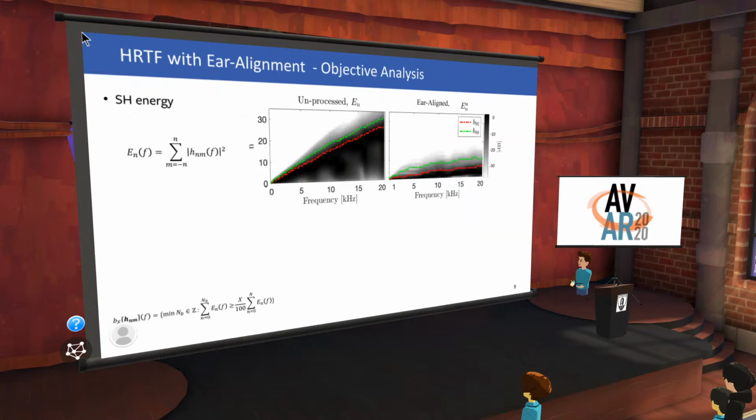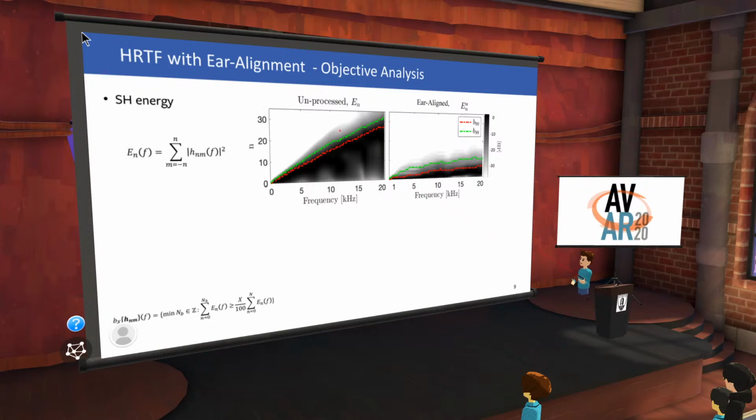So just to demonstrate the dimensionality reduction using this method, here we see the Spherical-Harmonics energy at each order n as a function of the order n and frequency. Black means higher energy and white means lower energy. And we see these two different lines here that present, at each frequency, the required order to preserve 90% or 99% of the energy.